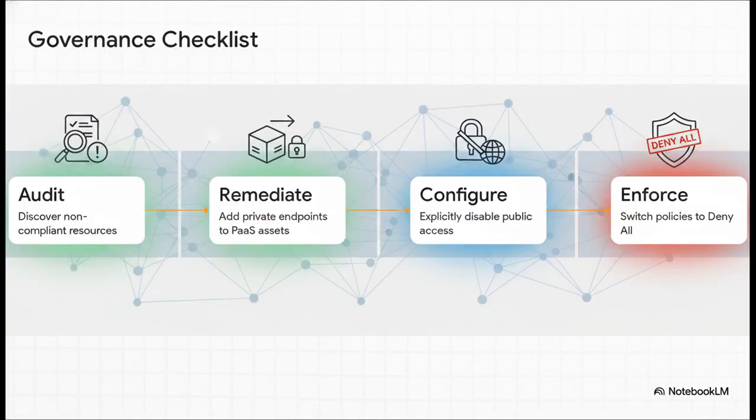Now, obviously, you can't just flip a switch on this overnight without breaking your active pipelines. So here is your safe governance playbook. Phase 1, audit. Deploy policies to discover exactly what's currently non-compliant. Phase 2, remediate. Add those private endpoints to your existing assets. Phase 3, network configuration. Explicitly disable public network access on those resources. And Phase 4, enforcement. That's where you switch your policies to a strict deny-all baseline.